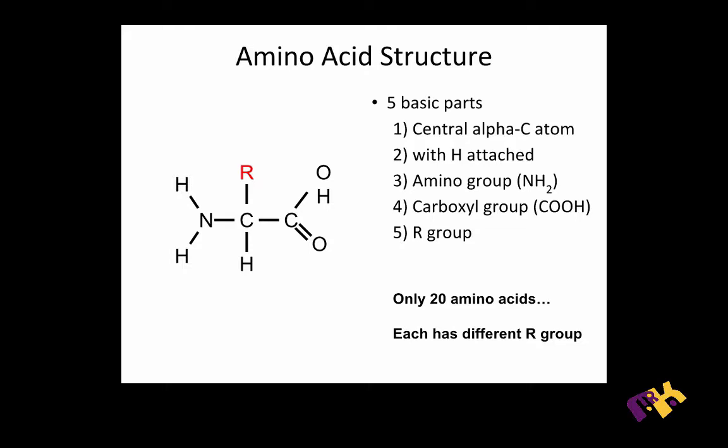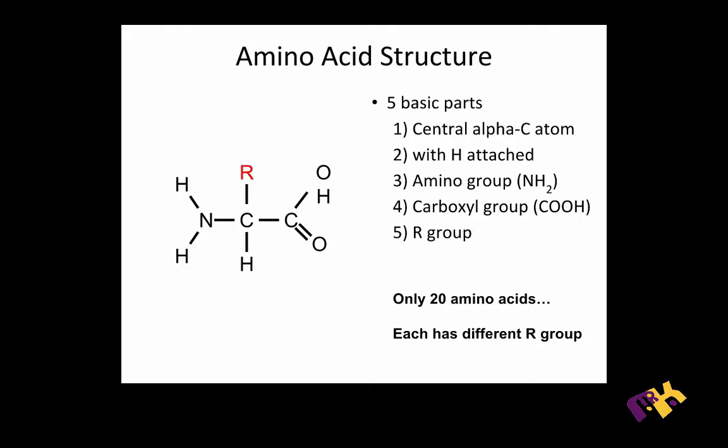So we do not need to memorize the 20 amino acids. What you do need to understand and what you do need to know is the basic parts that make up all of them. All of them have an amino group, all of them have that central carbon, all of them have that carboxyl group. It's the R group that changes their name.